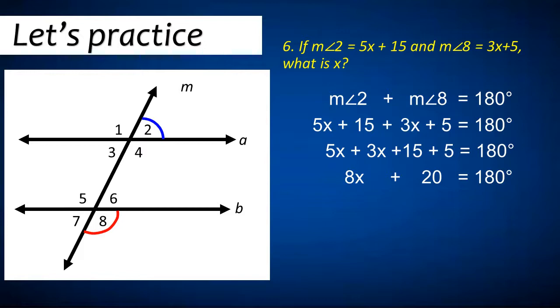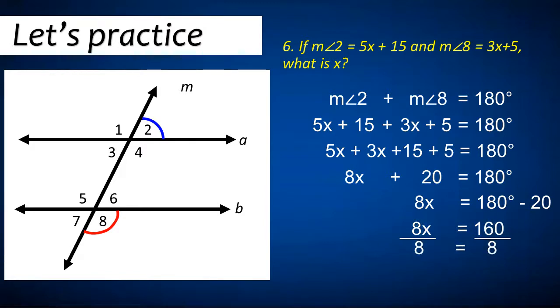Yung unang term natin ay monomial siya na may variable. Yung 20, constant lang siya. Yung 180, constant din. Meaning, si 180 at saka si 20 yung dapat magkasama kasi they are like terms. They are both constant. Kaya, si 8x ay maiiwan dyan. Si positive 20 or si plus 20 ay magta-transpose papunta sa kabila. So, magiging minus 20. And then, solve. 8x is equal to 160.